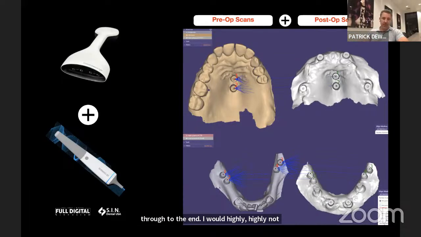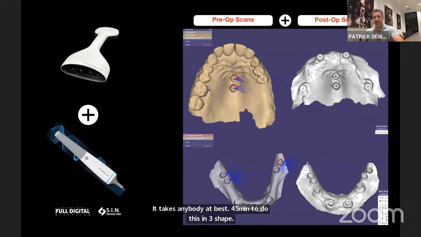I would highly, highly not recommend doing this in 3Shape. For example, Blake Roney, the head of our digital team at SIN 360, formerly SIN Dental USA, can take on average 17 to 25 minutes to do a complete double arch in exocad. It takes anybody at best 45 minutes to do this in 3Shape. On average, it takes them over an hour.